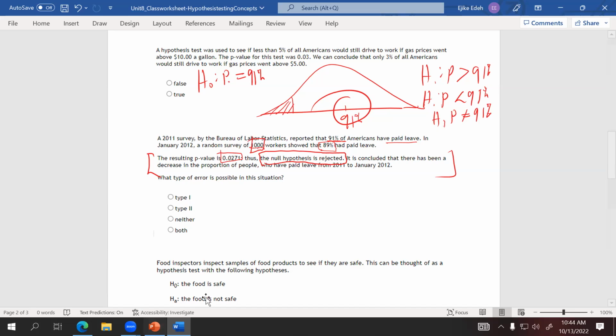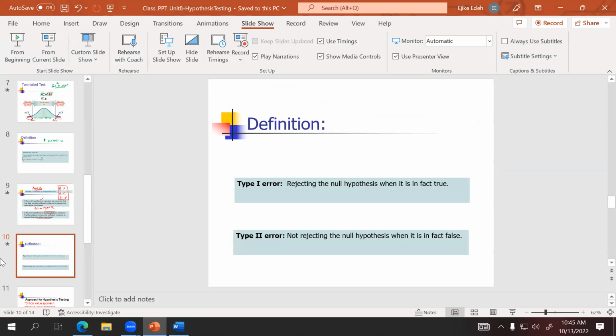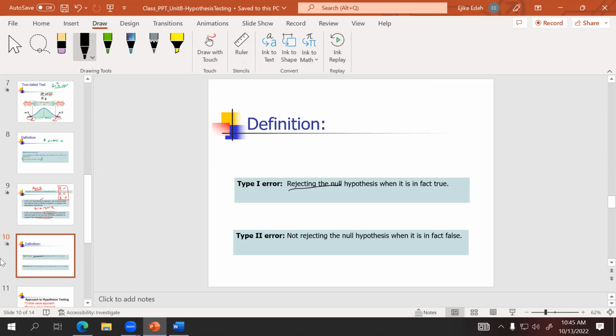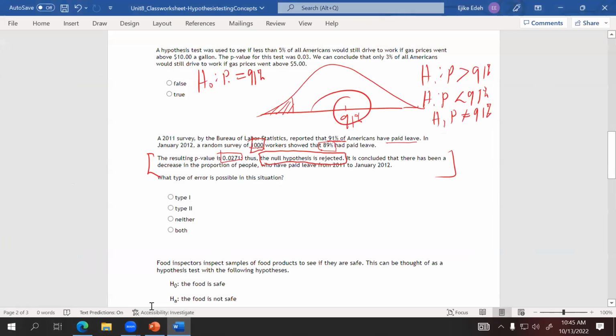Okay, just to wrap it up, see, if you look at this place, the only way you can make type 1 error is when you reject. The only way you can make type 2 error is when you fail to reject, right? So in this question, this person rejected, and because the person rejected, what is possible is type 1 error. Type 2 error is not possible because this person rejected.